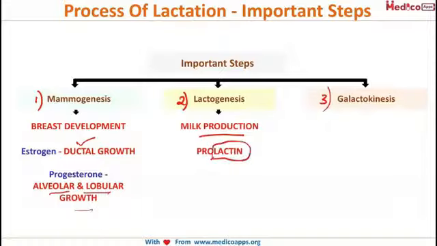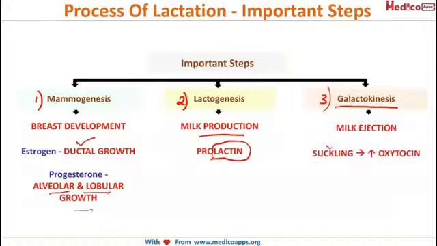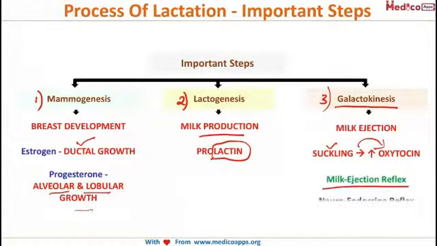Prolactin aids in lactation. So prolactin causes lactogenesis, and once the milk is produced, it has to be ejected out of the breast. That procedure we are calling galactokinesis, that is milk ejection that occurs by suckling, which results in increased oxytocin. This is termed the milk ejection reflex, and it is a type of neuroendocrine reflex. So when the baby suckles, it causes an increase in oxytocin, which results in ejection of the milk.